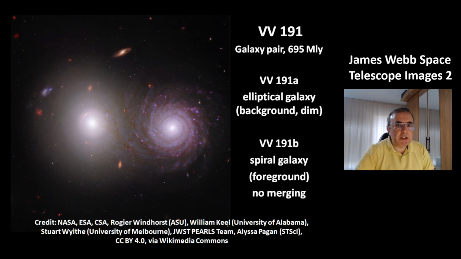This is VV191. It's a galaxy pair located at 695 million light years distance. At the left is VV191A. It's an elliptical galaxy further away and very dim. And in the foreground, it's a spiral galaxy, VV191B. These two galaxies have enough distance, so they are not in a merging process. From our point of view, they're in the same direction, but they're far enough away from each other.